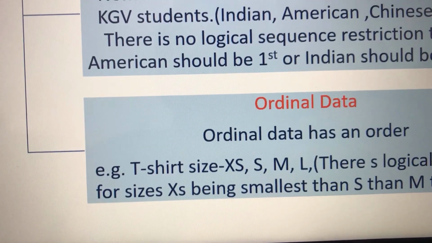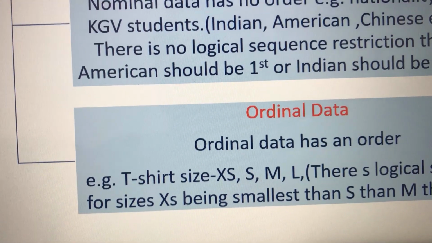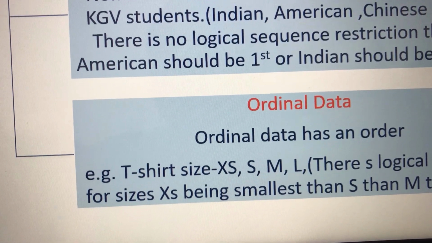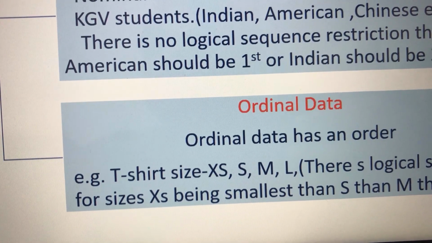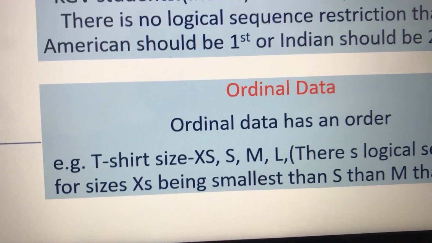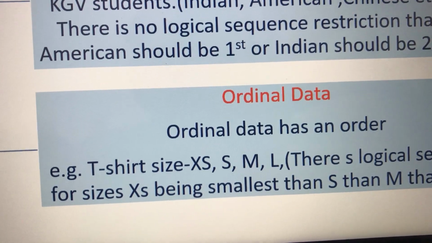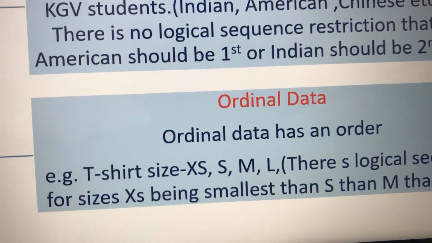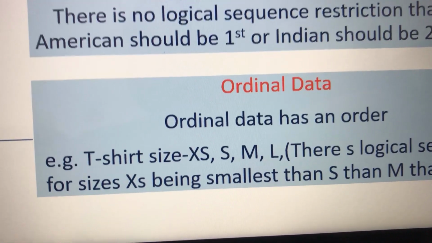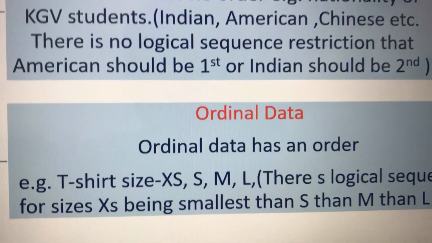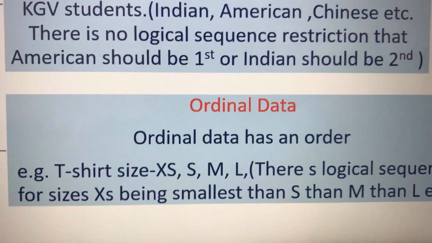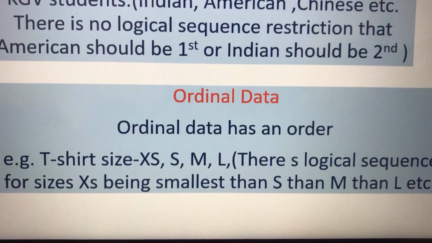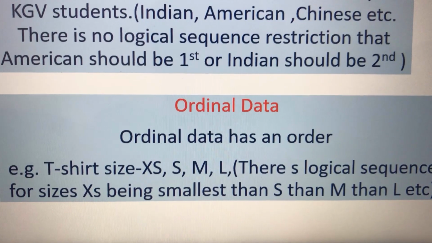Let's say t-shirt size in Giordano: extra small, small, medium, large, extra large. Now it's a specific order generated by the design department of Giordano. Extra small means the smallest size, then comes small, then comes medium, then comes large. So as the size is changing, the new code is being given.